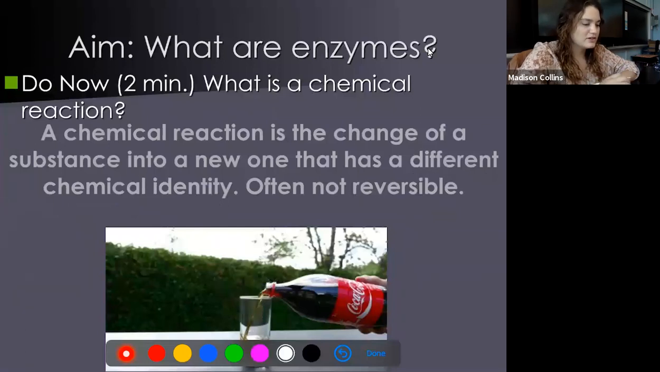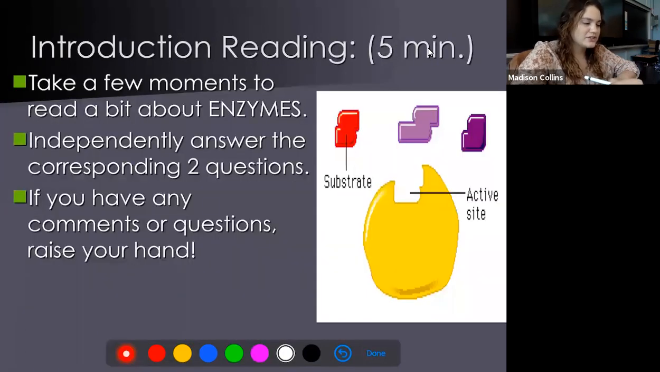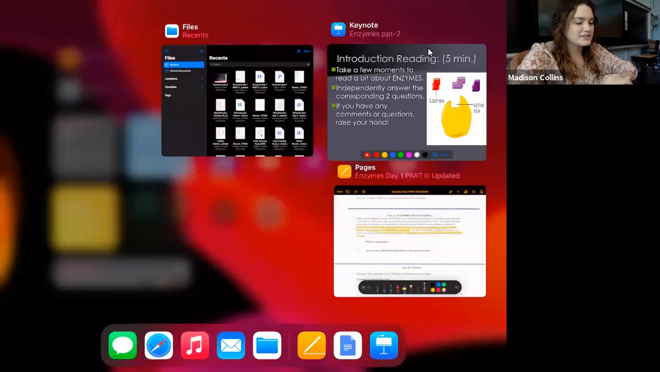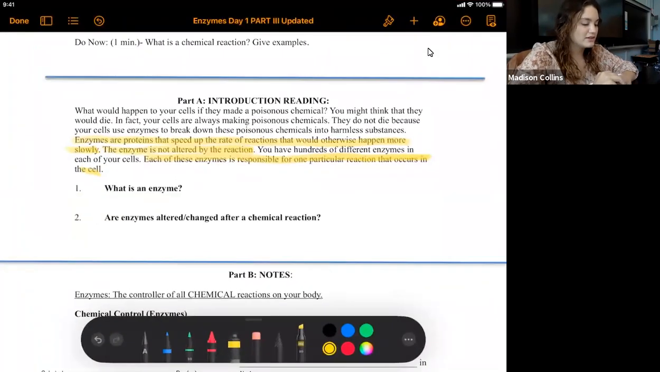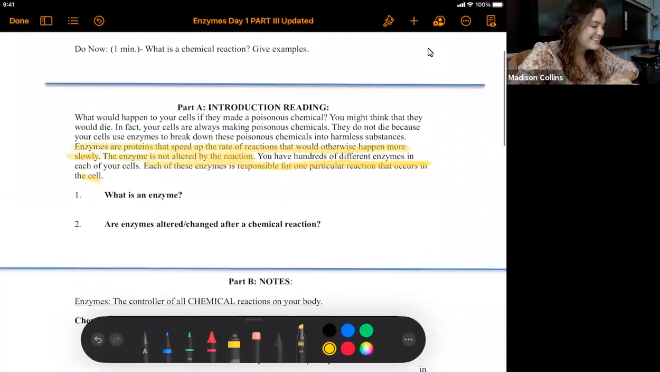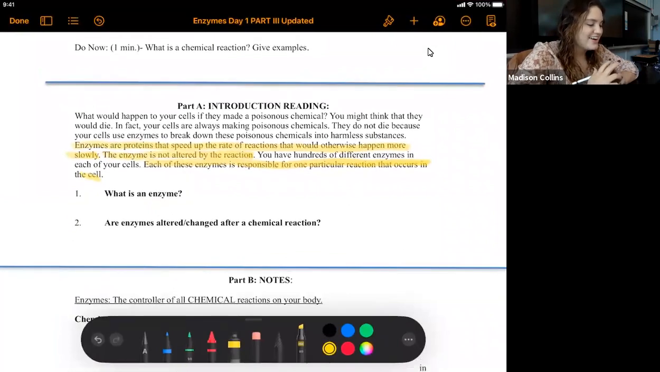All right, moving on. Now we're going to read an introductory reading about enzymes. I've already highlighted what we need to know, but let's go ahead and read this passage. What would happen to your cells if they made a poisonous chemical? You might think that they would die. In fact, your cells are always making poisonous chemicals. They do not die because your cells use enzymes to break down these poisonous chemicals into harmless substances.